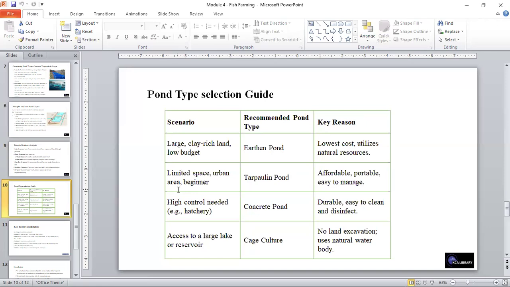If you need a high control, such as in hatchery, there is need for a concrete pond. And the reason is that it is durable, it is easy to clean and disinfect. And lastly, there is access to a large lake or reservoir. A cage culture could be a good option. And the reason is because no land excavation and you will be able to use natural water bodies.